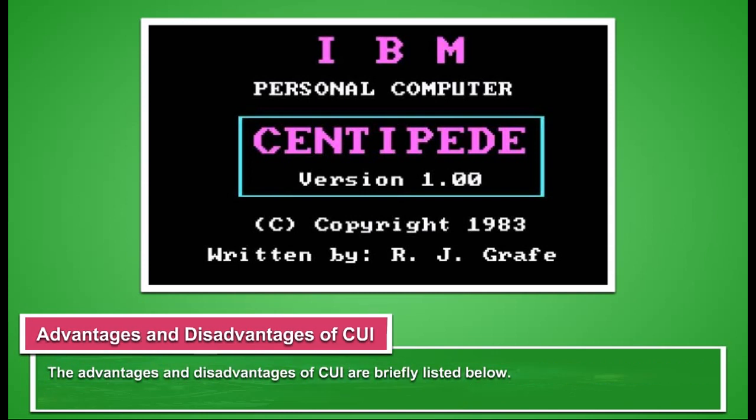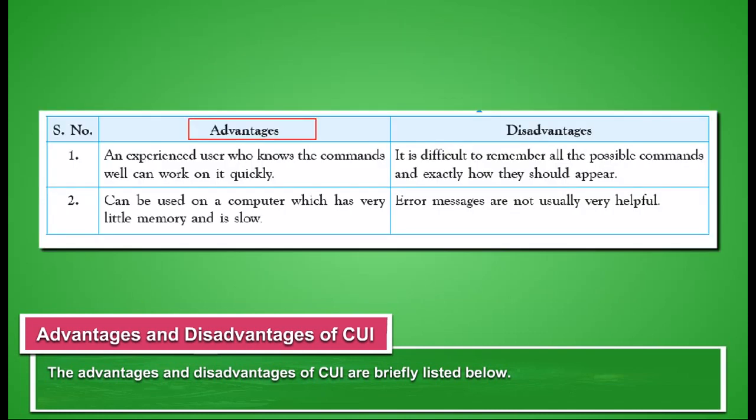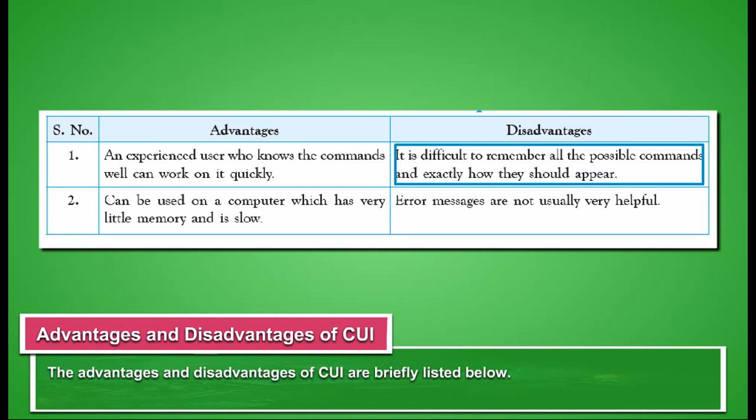Advantages and disadvantages of CUI. The advantages and disadvantages of CUI are briefly listed below. Advantages: 1. An experienced user who knows the commands well can work on it quickly. 2. It can be used on a computer which has very little memory and is slow. Disadvantages: 1. It is difficult to remember all the possible commands and exactly how they should appear. 2. Error messages are not usually very helpful.